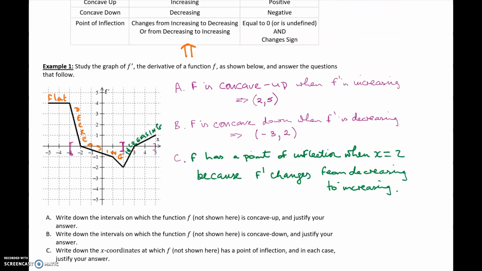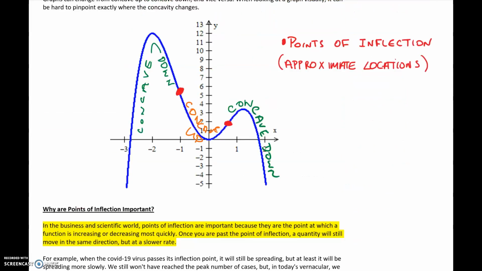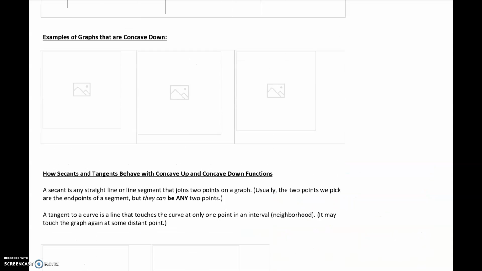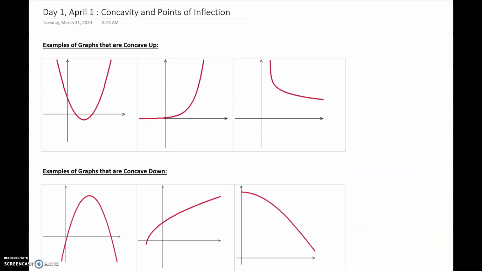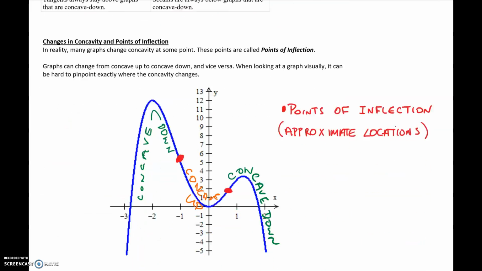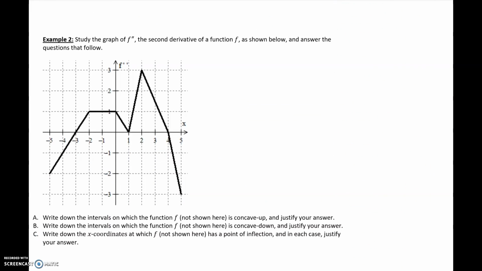We hadn't completely finished the work we were doing. This is, if you remember, the page that we're looking at. Some of the photos haven't loaded yet. So it's day 1, April 1, and we're going to look at example 2. In example 2, we study the graph of f double prime. So we're given the graph of the second derivative.